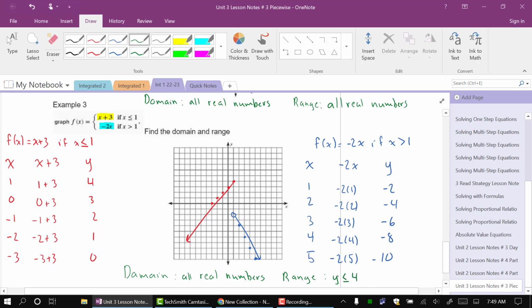So as you can see with piecewise functions, it's a collection of multiple functions. So here we're using 2. You could use 3 functions. You can use 4 functions. But it's going to be a value more than 1.